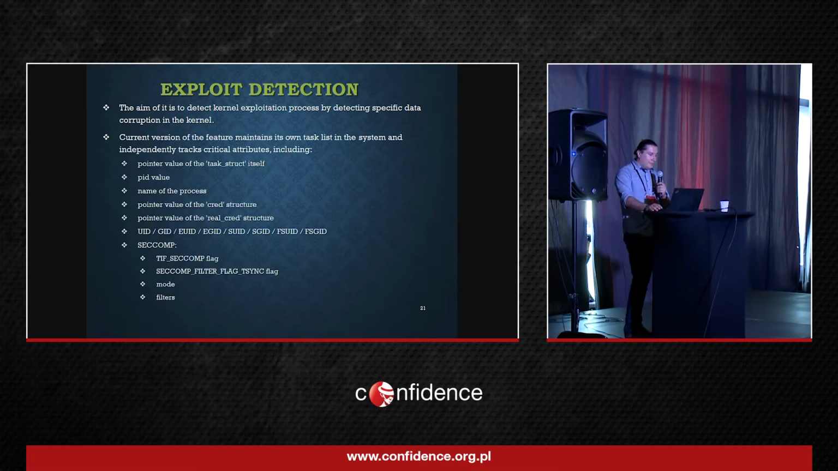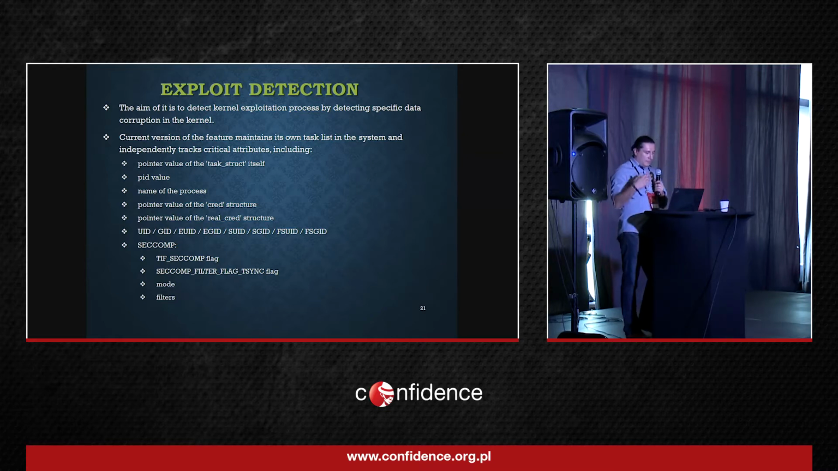It's just trying to hunt the exploitation process in progress. So obviously, the question is how it has been done. The current version of this feature maintains its own task list in the system. And please make sure that it's written task, because task in the Linux kernel also refers to each individual thread as well as each individual process. A task is a structure that represents every thread in the system, including kernel threads too.